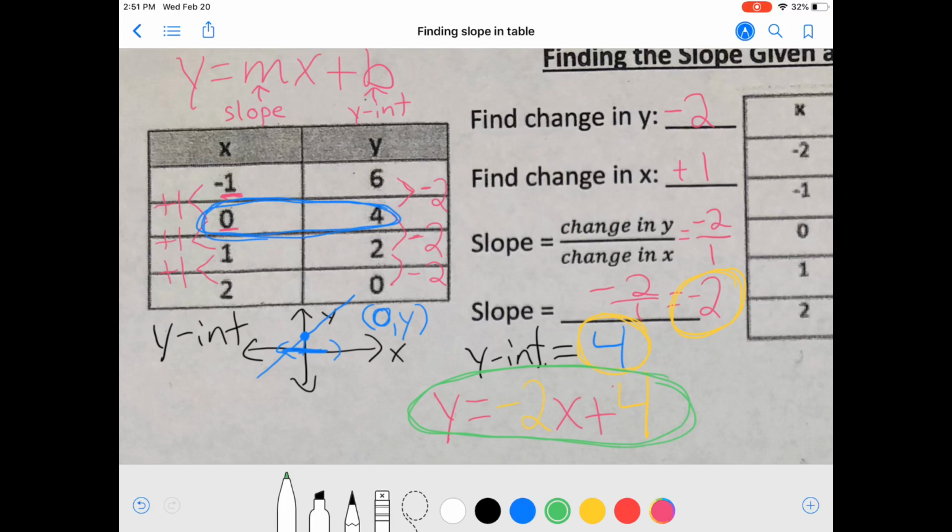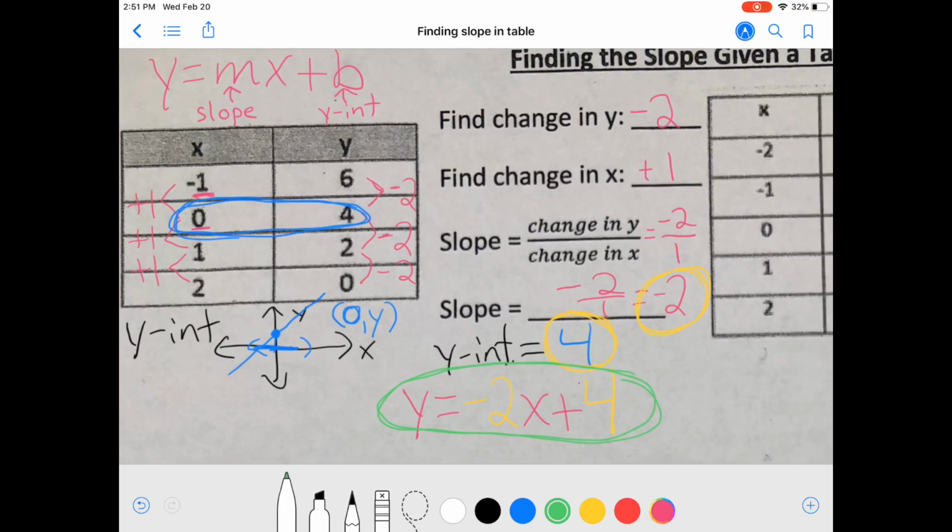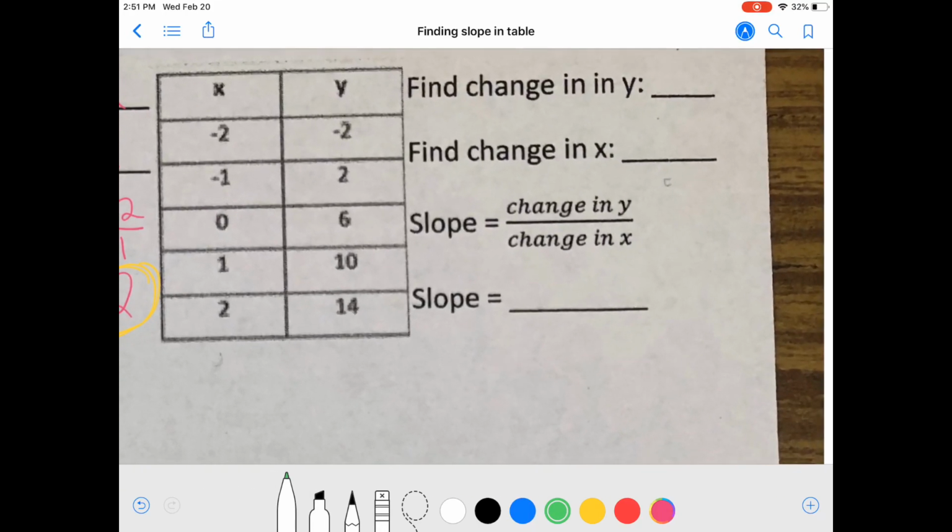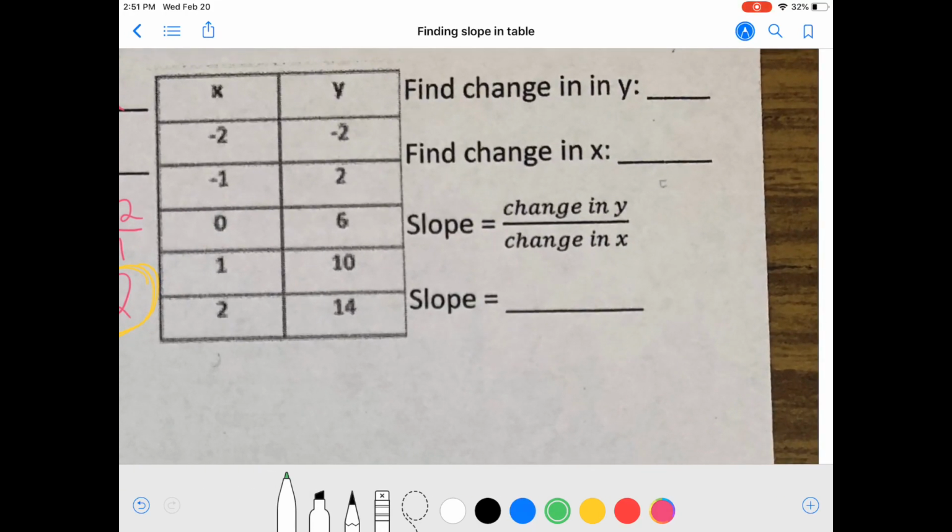So remember to pause the video if I am going too fast at any point. Then I'm going to do the next one really quickly. So we're going to start with our slope. So we've got to find the change in our y's. So negative 2 to 2, we're going to add 4.